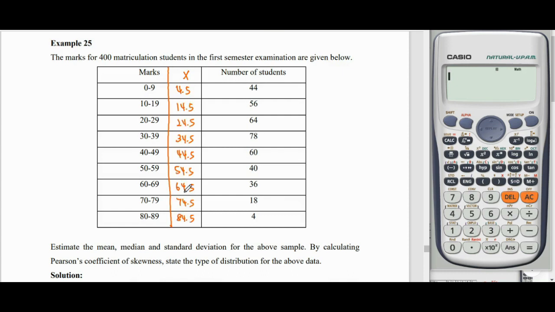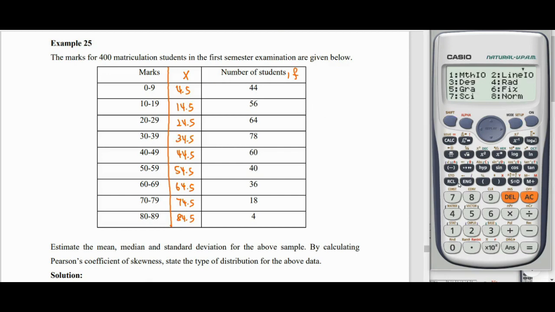So for this question, we're going to find out what our mean, median, and standard deviation are, and use this information to find the Pearson coefficient of skewness and conclude the distribution for the whole data. So firstly, we want to find the mean. We need X, then this will be our frequency. So we key in the data.